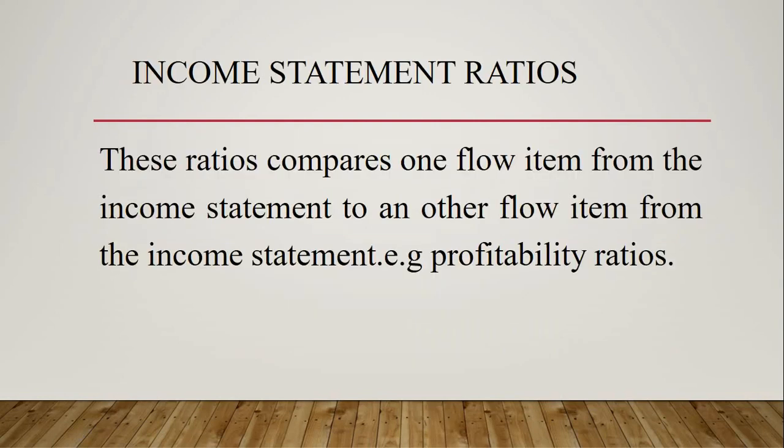These are also called income statement ratios, because these ratios compare one flow item from the income statement to another flow item from the income statement. For example, profitability ratios. It means when we calculate the income statement ratios, we are taking both items, numerator and denominator, from the income statement. And its best example is the various profitability ratios like gross profit ratio, net profit margin ratio, etc.